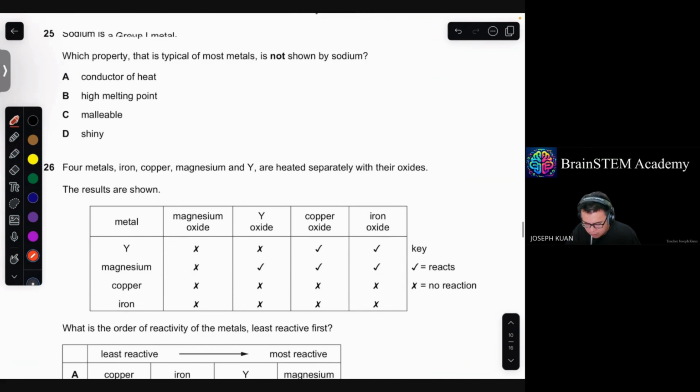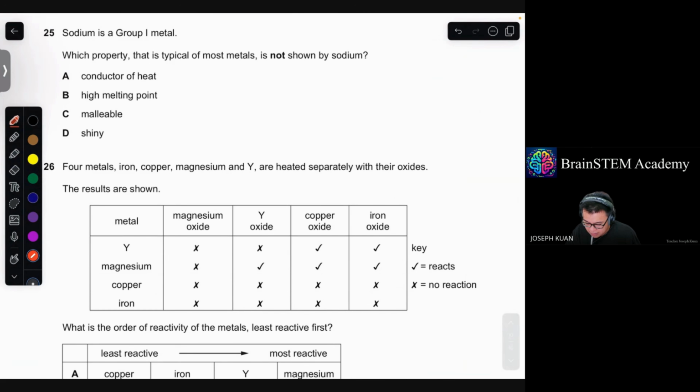Now, 25. Sodium is a group 1 metal. Which property that is typical for most metals is not shown by sodium?